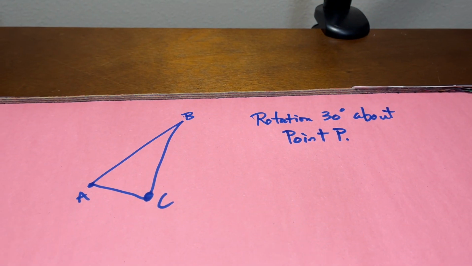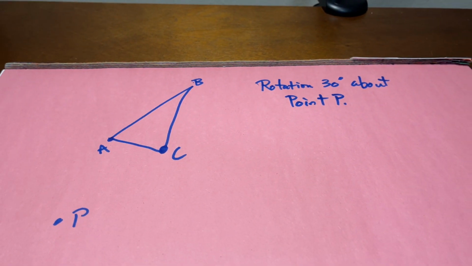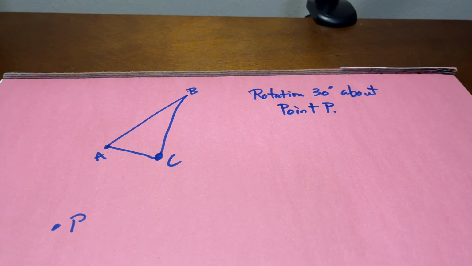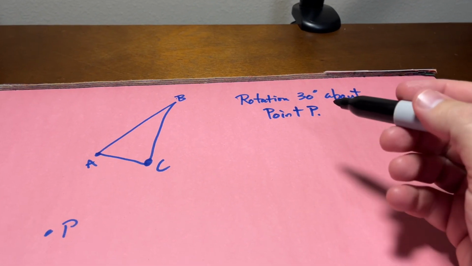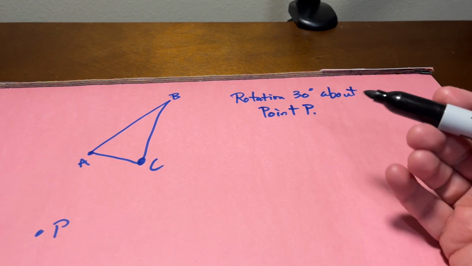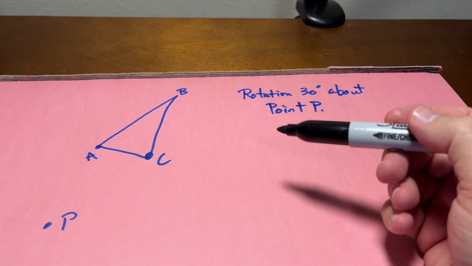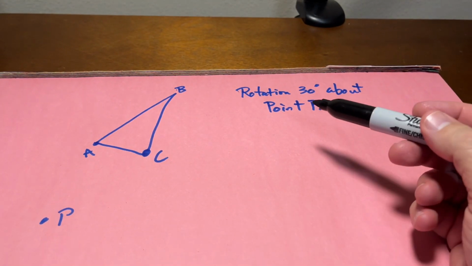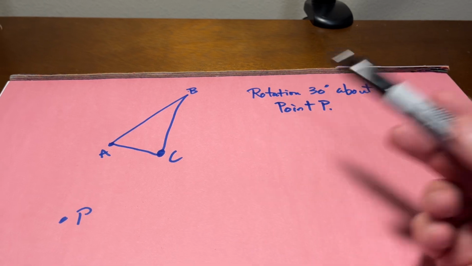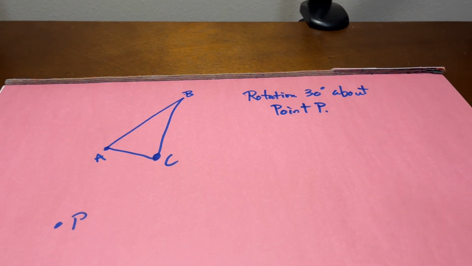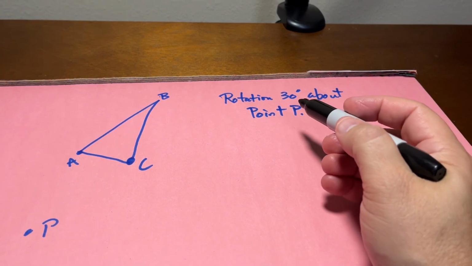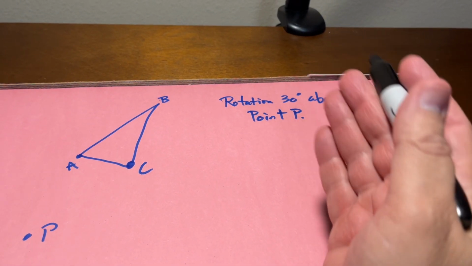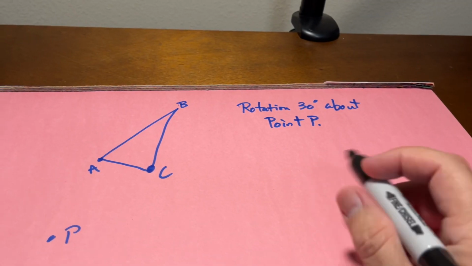All right, let's talk about doing a rotation 30 degrees about point P. So rotation 30 degrees about point P, we would want to know, is this clockwise or counterclockwise? And I mean counterclockwise here, so 30 degrees counterclockwise. Some books will say that explicitly, counterclockwise. Other books, just because this is a positive angle, automatically means counterclockwise.